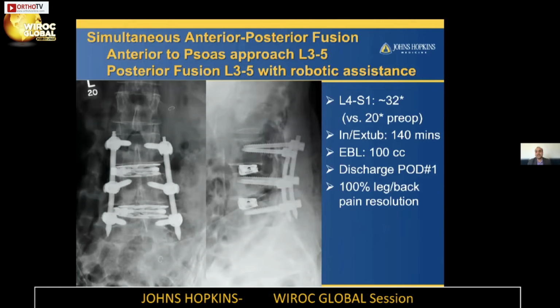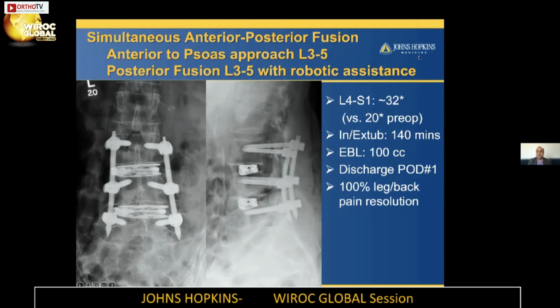We did a simultaneous anterior-posterior fusion that consisted of 2 components. The anterior fusion was an OLIF approach. So we did an anterior-to-psoas approach from L3 to 5 while the patient was in the lateral position. And then simultaneously, we did a posterior fusion from L3 to 5 with robotic assistance.